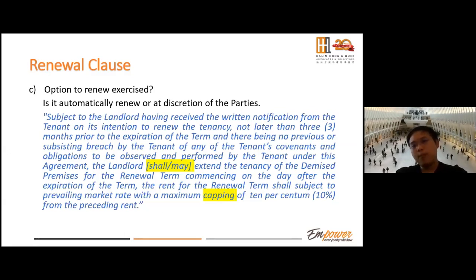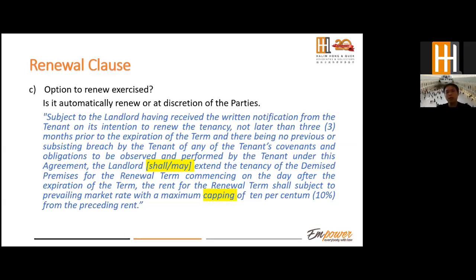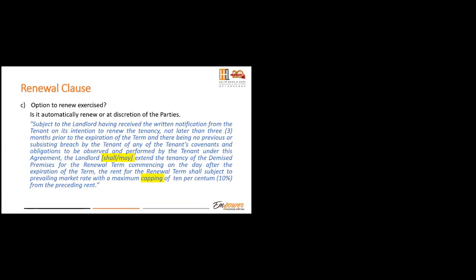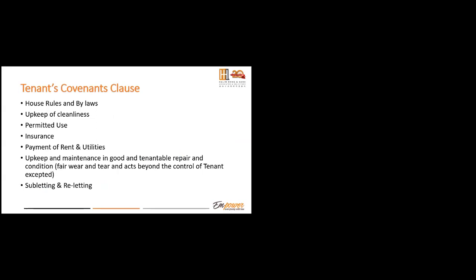The landlord shall, that means if the tenant says I want to extend, the landlord must extend. If the clause says the landlord may, that means even if you want to extend, the landlord has their choice, because the wording is may. Then in this clause, you also have the capping element here: prevailing market rates with a maximum capping of 10%. So a valid renewal clause should be drafted like this, having all the 3 elements. All right, renewal clause.